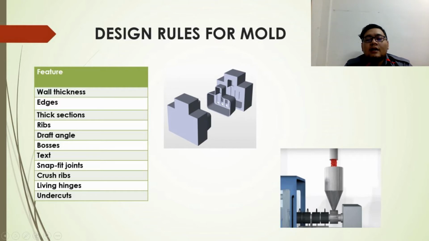Today I would like to talk to you about design rules for mold. There are a lot of features that we can consider in this design rule of mold. The first feature is wall thickness. The second is edges. The third is thick sections. The fourth is ribs. And then draft angle, bosses, tabs, snap fit joints, crush ribs, living hinges, and undercuts.